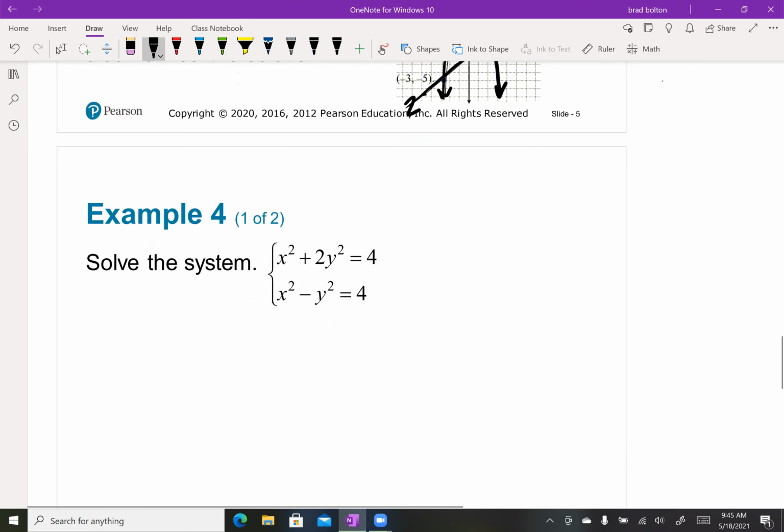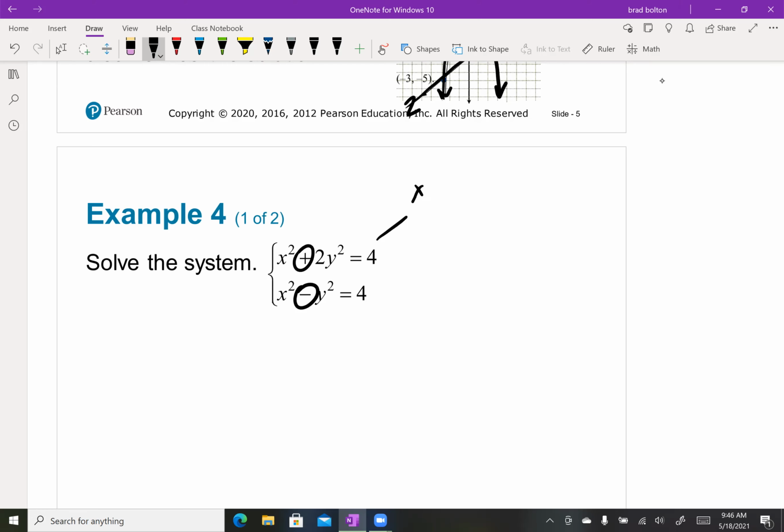Now, in this particular problem, we have x squared plus 2y squared equals 4, and we have x squared minus y squared equals 4. So this looks like we're dealing with possibly, remember, you want it equal to 1 when you're dealing with an ellipse or a hyperbola. The plus sign normally tells me it's an ellipse. The minus sign normally tells me it's a hyperbola.